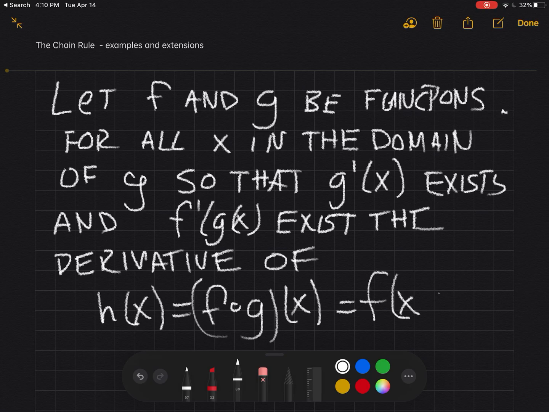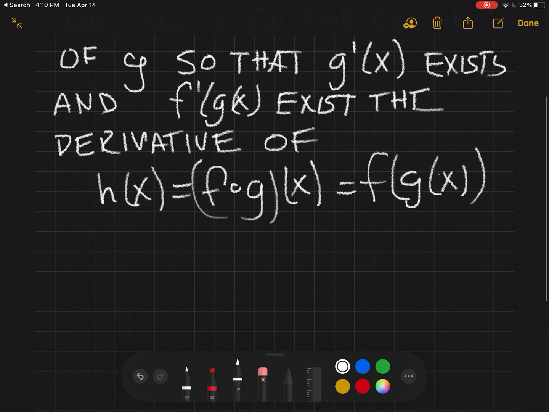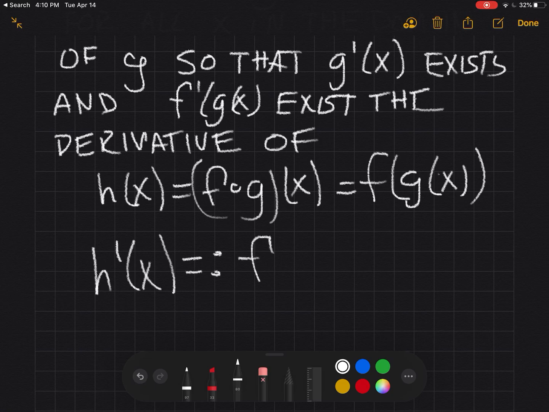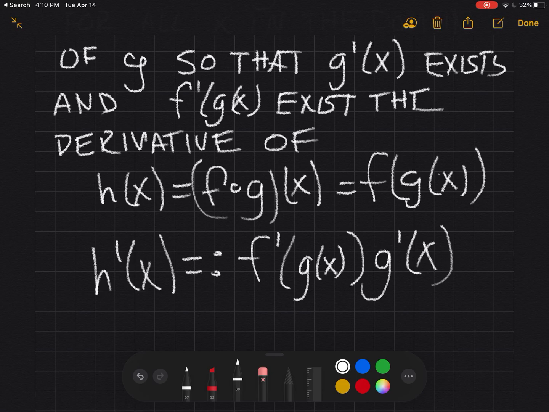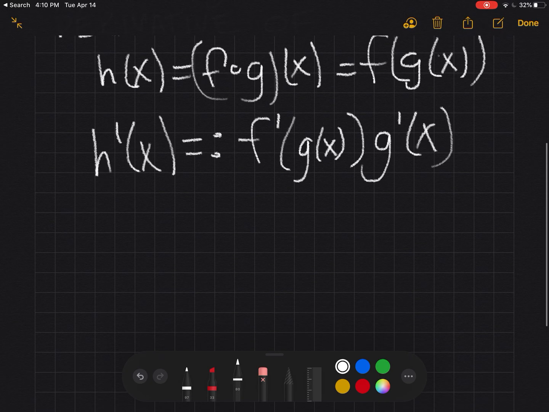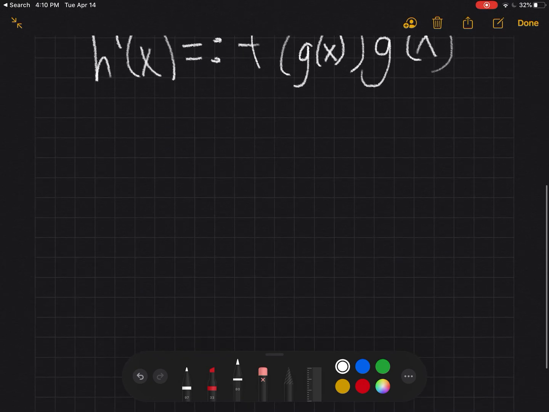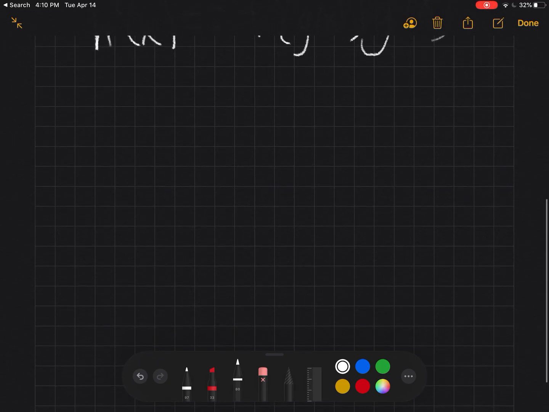the derivative of our composition function h of x equals f composed g of x, which is another way of saying f of g of x. The derivative of that function, h prime of x, is going to be defined to be f prime of g of x times g prime of x.